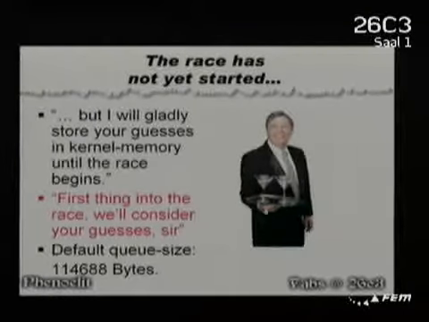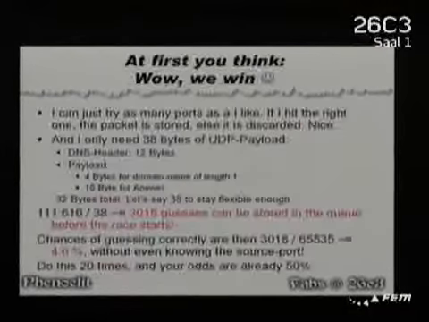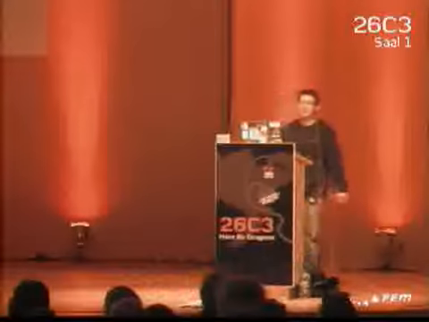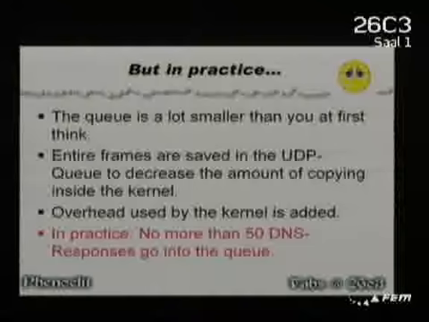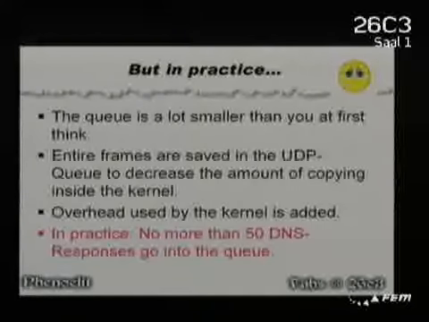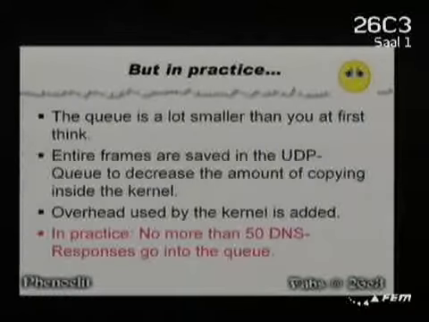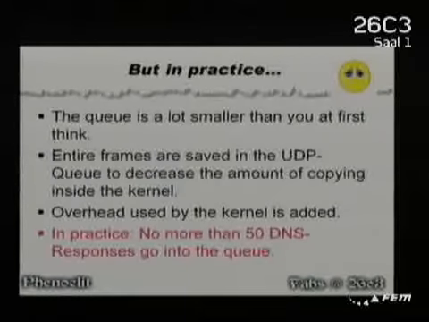So the default queue size, at first looks pretty big. So you start calculating and writing down stuff, and it's like, oh, I do 20 tries, and I'm at 50% chance without knowing anything. But in practice, that doesn't work because of all of the overhead you have. This queue actually stores complete frames because, of course, when you receive frames, you don't really want to do a lot of copying. So in the end, you end up with 50 DNS responses you can place in the default queue. So that's nothing. You can't work with that.